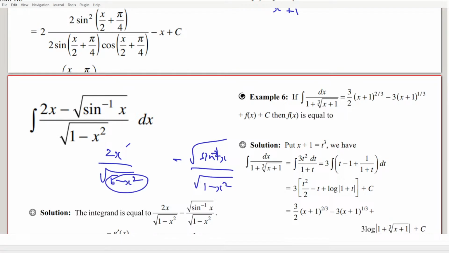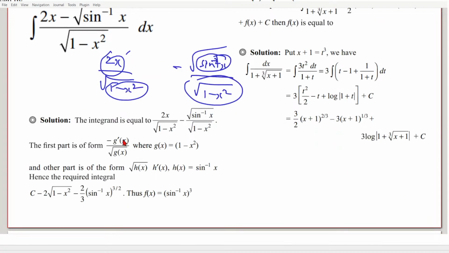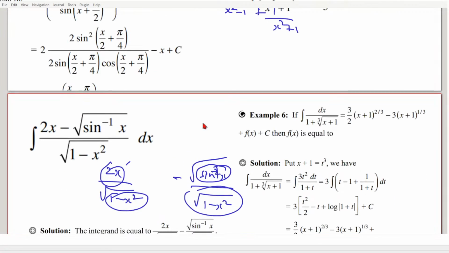Here, you will take this as t, so that 2x dx is dt. Here you take this as t, so that this becomes dt. Understood now? You will separate this one. Here you will take this as t. Here you take this as t. And then you are good to go. Understood? Yes, sir. Cool.